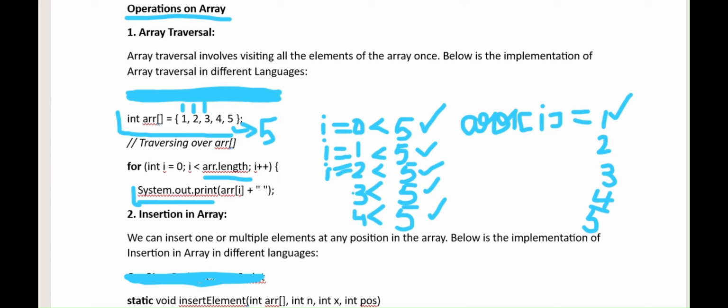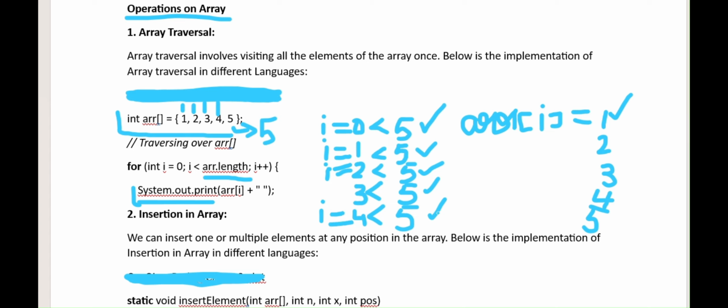Next, array of 3. I will increment to 3. Is 3 less than 5? Yes. Next, array of 3 is printed. Array of 3 is 4. Next, the i value will increment. The i value becomes 4.